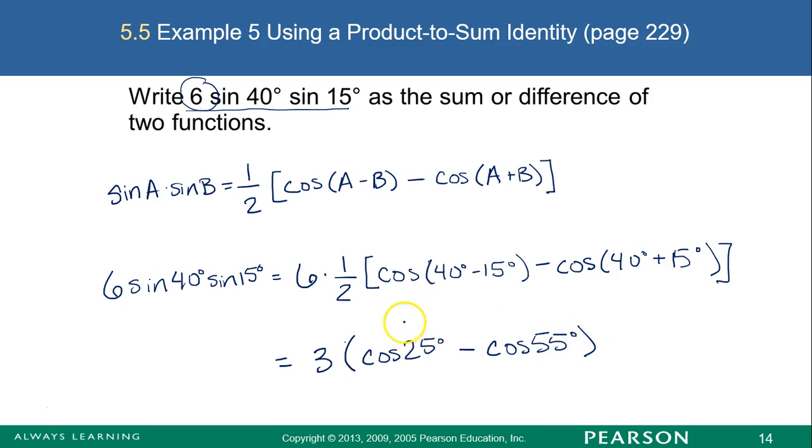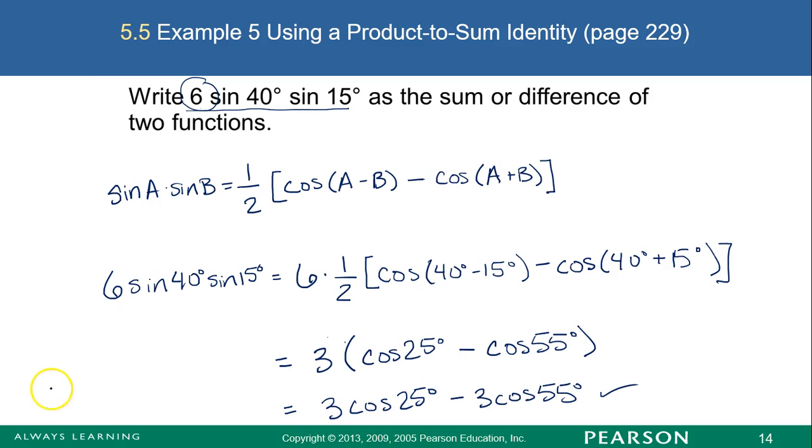And we are done. The only other thing that we could do with this at this point is distribute this 3. So let's go ahead and do that. So 3 cosine of 25 degrees minus 3 cosine of 55. And we're done. That is all we do.